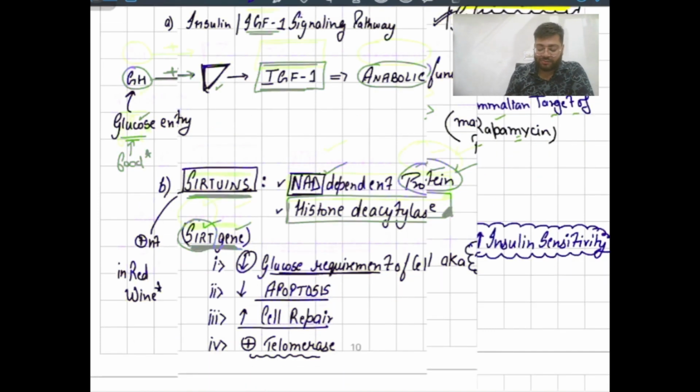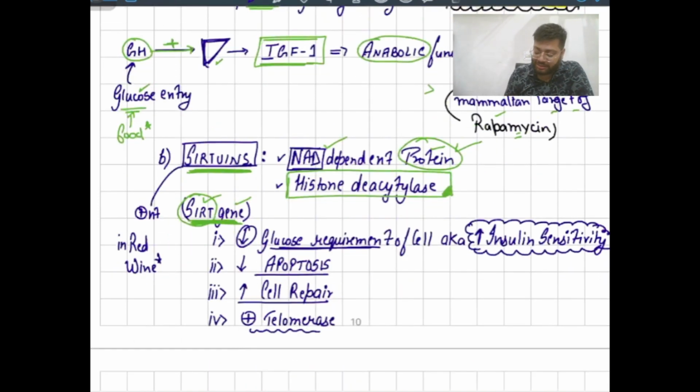It decreases the cellular requirement, but how does it do it? It increases insulin sensitivity. It is a very important thing to know. Sirtuins increase insulin sensitivity. And if the cell will not age, then the cell will not die, and cell death, which is programmed, is called apoptosis. So apoptosis will be decreased. Cell repair is opposite to apoptosis, and it will be increased. Another thing is it will stimulate telomerase activity. All the good things we need for the cell to live long.